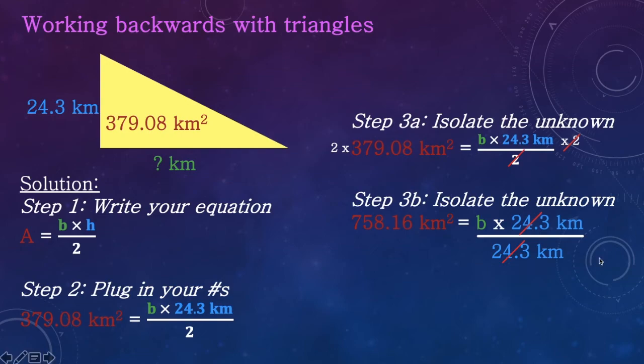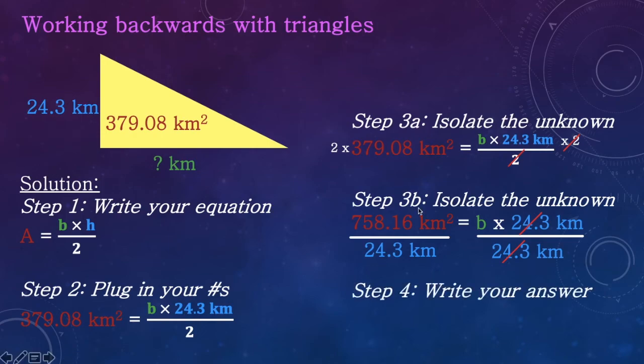And again, whatever you do to this side, you have to do to this side. So let's divide that side, our left side, by 24.3. And what we're going to be left with is our answer, because we're left with B alone. These are canceled out, and now this can be divided easily. And we're left with an answer of 31.2 kilometers is equal to our base.